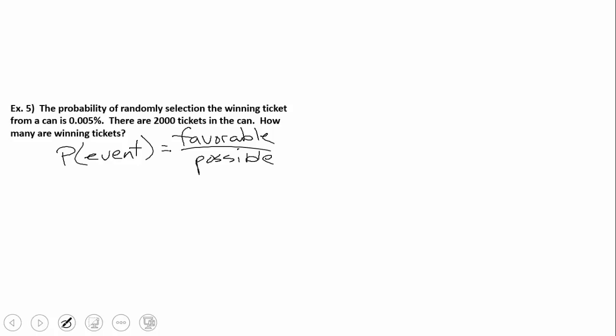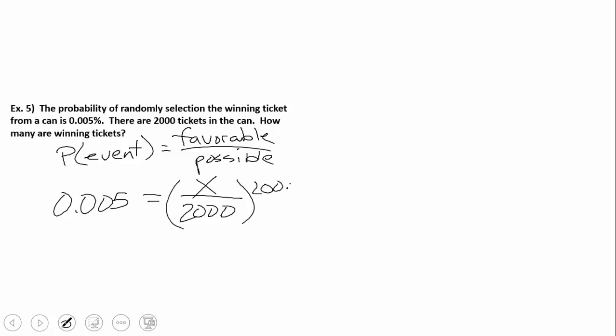We know that the probability is 0.005 or 0.005%. We knew there are 2,000 tickets in the can. That's the total number of tickets. How many of them are winning tickets? What's our favorable number of tickets? In this particular case, all we have to do is get rid of that 2,000 by multiplying both sides by 2,000. If you multiply both sides by 2,000, you get the answer of 10. So that means there are 10 winning tickets.